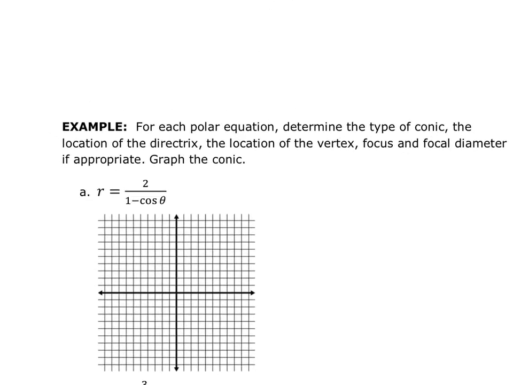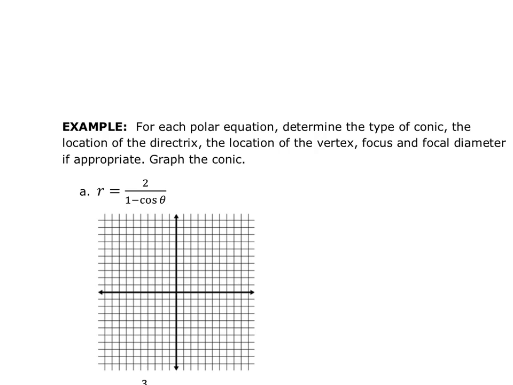So if I'm asked to find the type of conic, the location of the directrix, the location of the vertex, focus, and focal diameter if appropriate, the first thing I'm going to do is determine whether or not I have a sine or a cosine. Because I have a cosine, that means my axis of symmetry, or transverse axis, or major axis, is going to be along the x-axis.